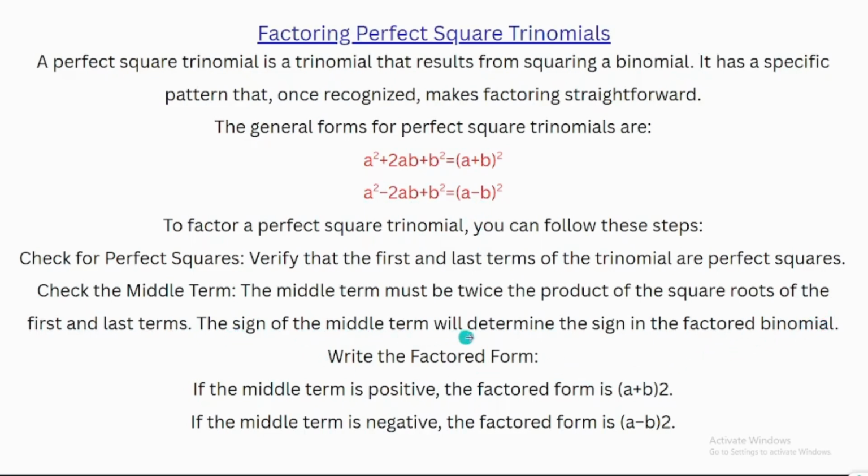The sign of the middle term will determine the sign in the factored binomial. Of course, if there is a plus, the second term will be plus. If there is minus, the second term will be minus. Write the factored form. If the middle term is positive, the factored form is a plus b squared. If the middle term is negative, the factored form is a minus b squared.